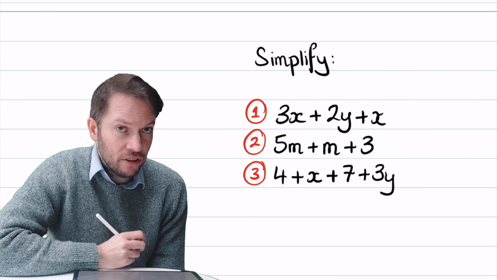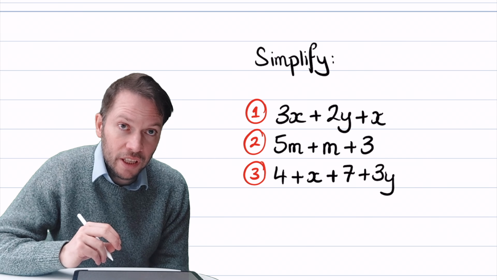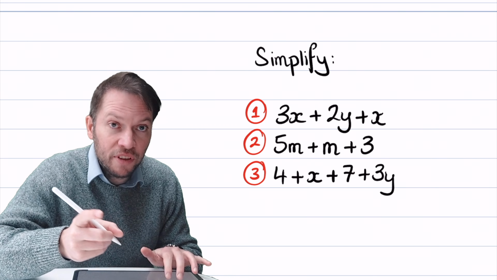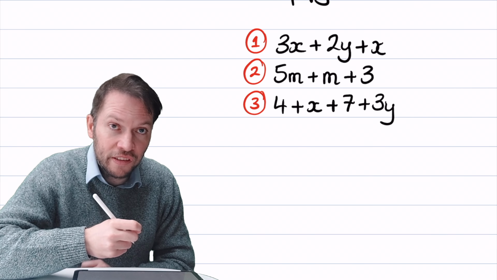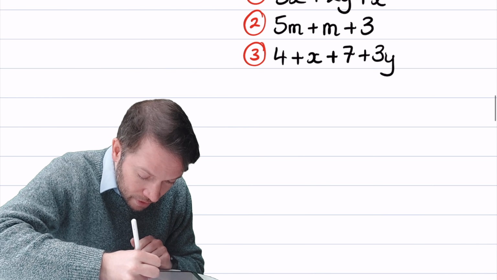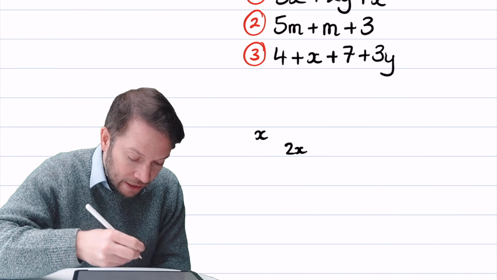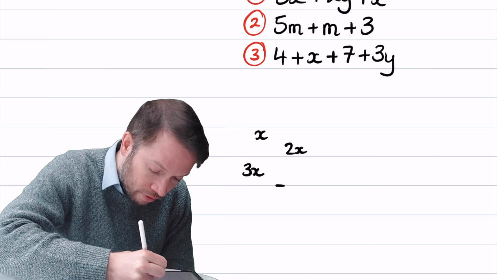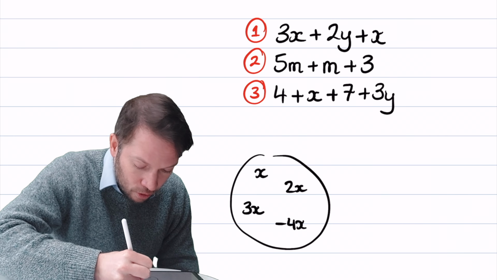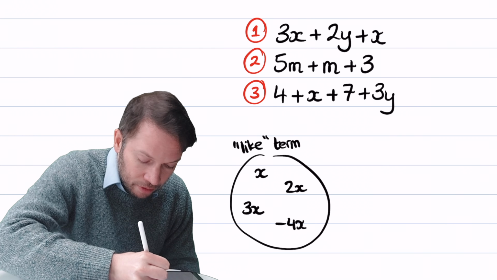Hi, in this video we're going to do something called collecting like terms that involve different variables. Now, what do we mean by like terms? Well, if terms are like terms, it means they involve the same variables and the same powers, but let's not worry about powers yet. So, for example, if I had x and 2x, 2x means two lots of x, 3x minus 4x, something like that, then these are all like terms. They're all like terms because they involve the same variable.